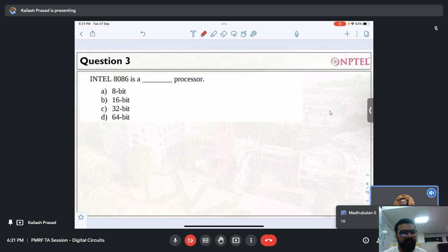Okay, Madhubalan is saying 16 bit. Any other? Anybody else? Intel 8086 is one of the first microprocessors we had, right? And the answer is actually 16 bit.